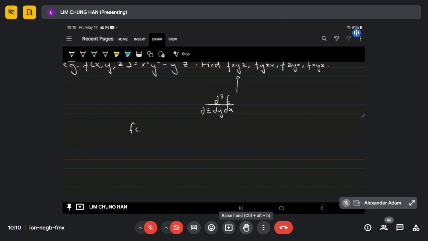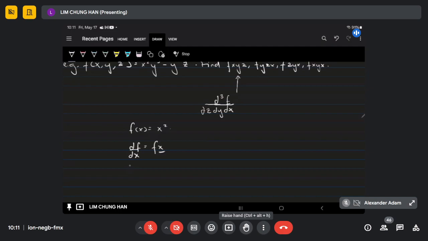When I give you a function like that, and I ask you to do df dx, the answer is 2x. I can also write it this way. That means you differentiate against x. That's what it means.